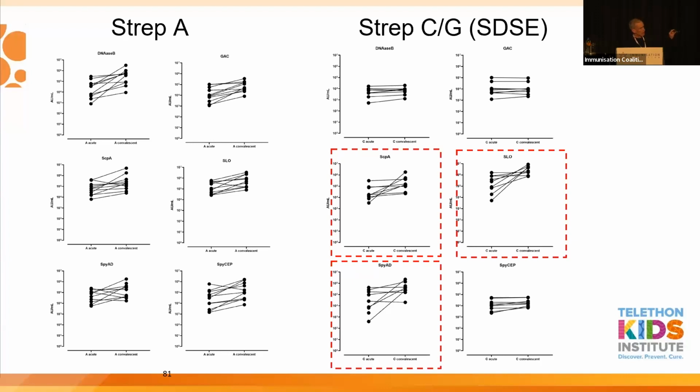On the left-hand side, you see patients who've presented with, this is a log scale. You can see that if you've presented with invasive Strep A, you respond to pretty much all 6 of the antigens. And if you present with invasive Strep Cs and Gs, you can see that the antigens that we would expect them to respond to, that is the SPIAD, the SCPA, and the SLO, have comparable responses. So it suggests, at the very least, that invasive Strep Cs and Gs elicit a response against these antigens.